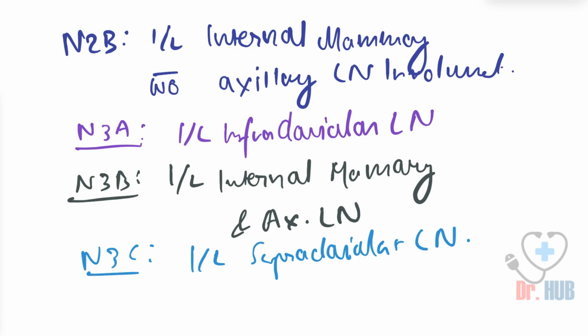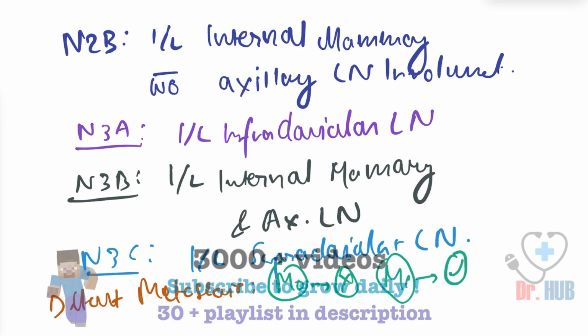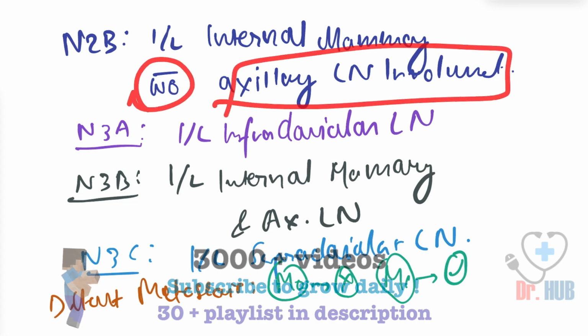Then we have another concept, the distant metastasis. What does this include? This is M0. M0 stands for the absence of metastasis, and M1 stands for the presence of metastasis. Now just to recap, N2B deals with ipsilateral internal mammary, without axillary lymph node involvement.